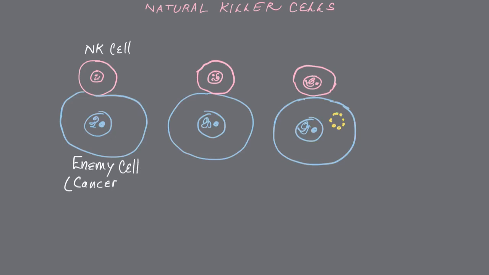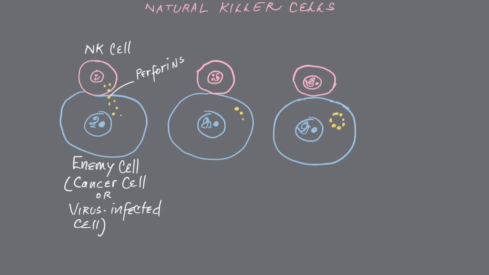The natural killer cell is shown here in pink and the enemy cell is shown in blue. The enemy cell could either be a cancer cell or a virus-infected cell. So when the natural killer cell comes in contact with the enemy cell, it releases proteins known as perforins. Perforate means to make a hole, and perforin is a protein that makes a hole. So that's exactly what it does. These proteins reach the enemy cell and make a hole in them.